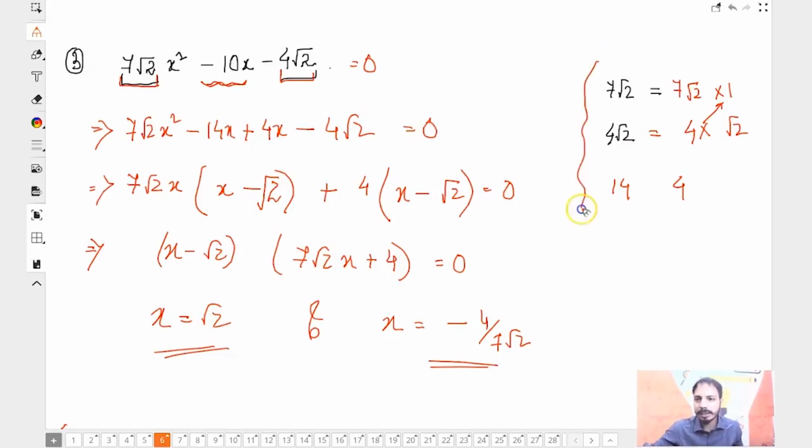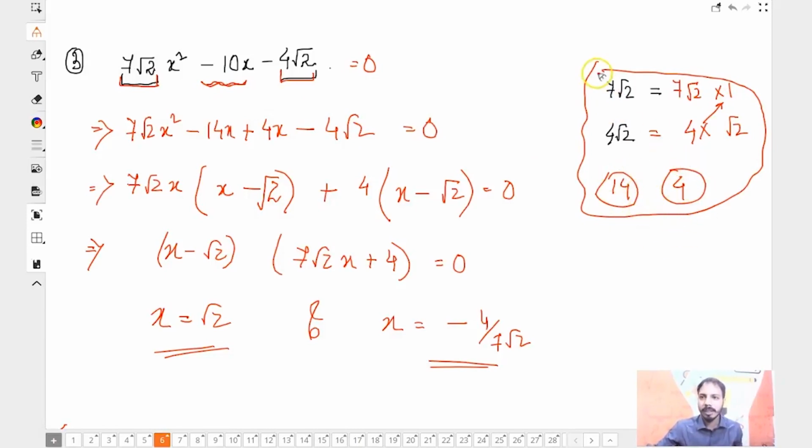So by using this little bit of logic you have to work out how to split these terms so that you get two combinations which can give you this. So you need to do some hit and trial method here, and after some practice you can easily find out how to write this so that you get it. Because see, 4 root 2 can be written as 4 root 2 into 1, or I can write this as 2 into 2 root 2, or I can write it as 2 root 2 into root 2 into 2. So in this way I can have many patterns, right?